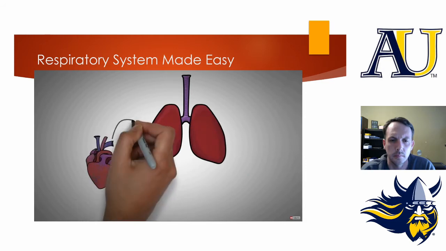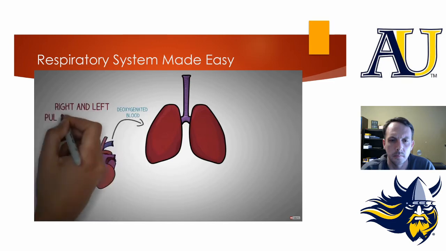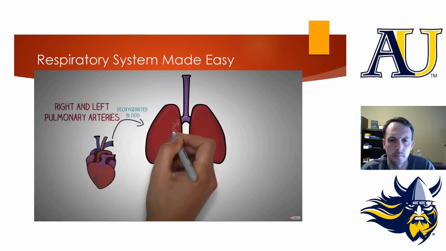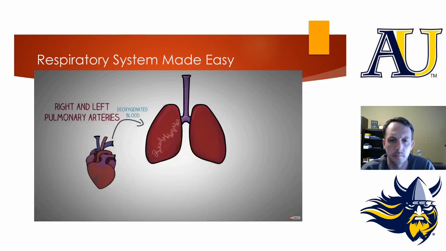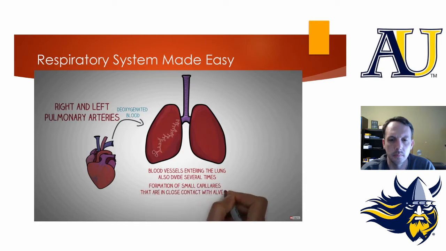The heart pumps all the deoxygenated blood to the lungs through two main arteries, the right and the left pulmonary artery. Just as we saw with the previous branching pattern, where a single bronchus divides 20 to 25 times before the formation of alveoli, a similar phenomenon happens with the large blood vessels that enter the lungs. These blood vessels also divide several times, which leads to the formation of small capillaries that are in extremely close contact with the alveoli.